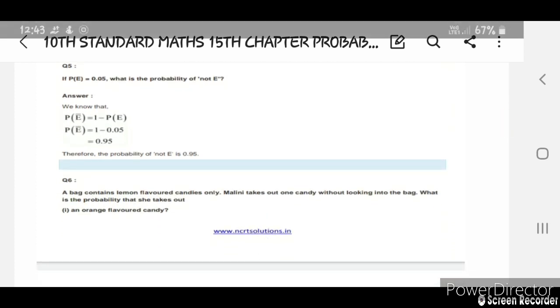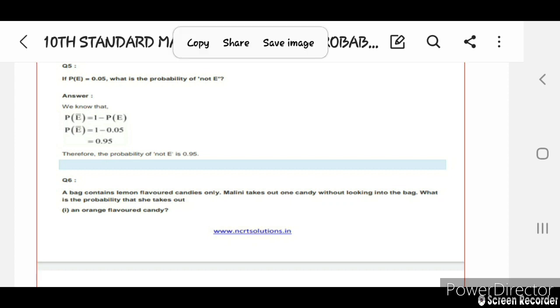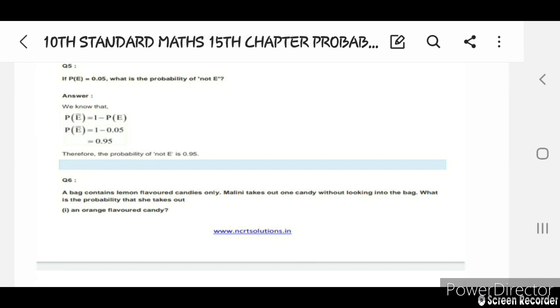Next, the probability of an event is equal to 0.05. What is the probability of not the event? The probability of not an event is 1 minus the probability of the event. This symbol denotes not an event. So it is 1 minus 0.05, which is equal to 0.95.